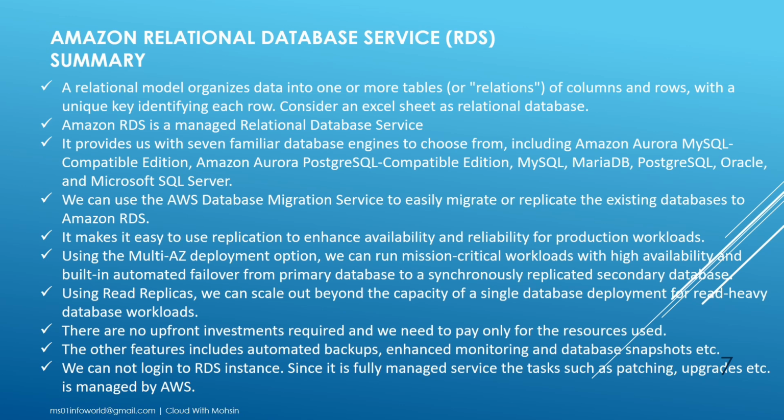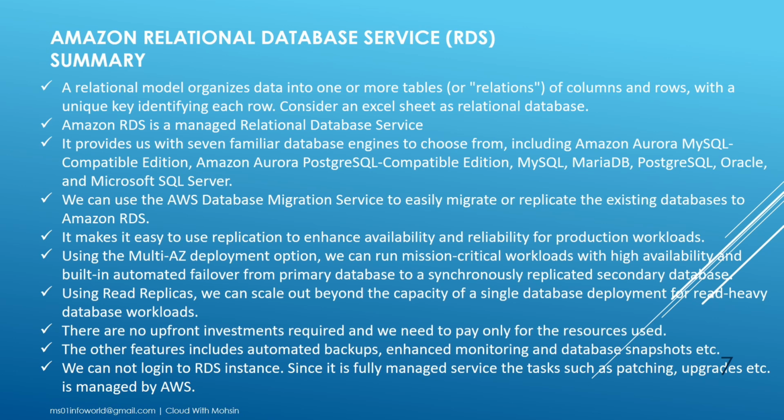Amazon Relational Database Service, or RDS, is a managed relational database service. It provides us with 7 different database engines, such as Amazon Aurora MySQL compatible edition, Amazon Aurora PostgreSQL compatible edition, MySQL, MariaDB, PostgreSQL, Oracle, and Microsoft SQL Server. These are the different database engines that we can choose, and we can launch our RDS service.